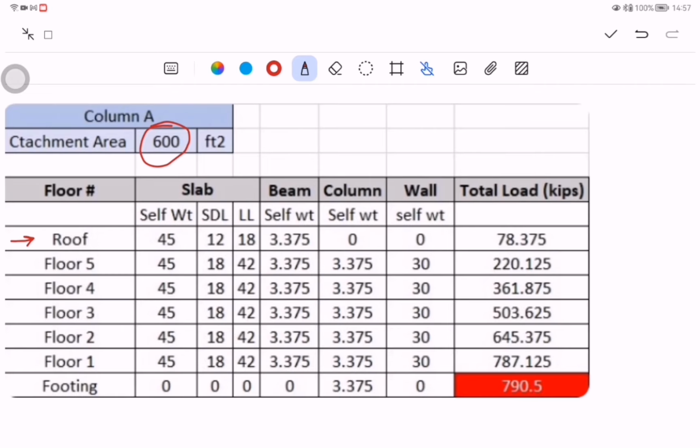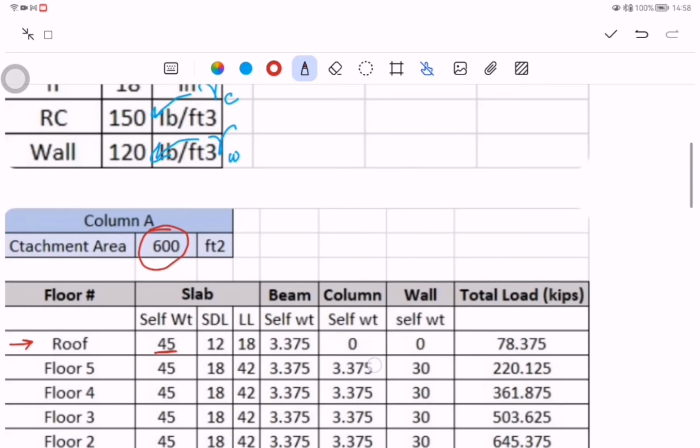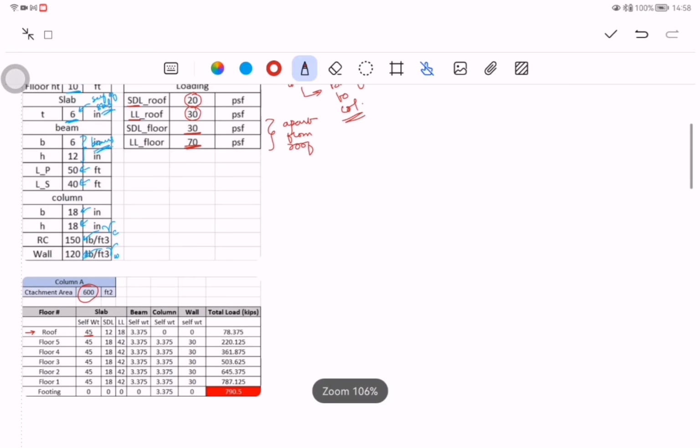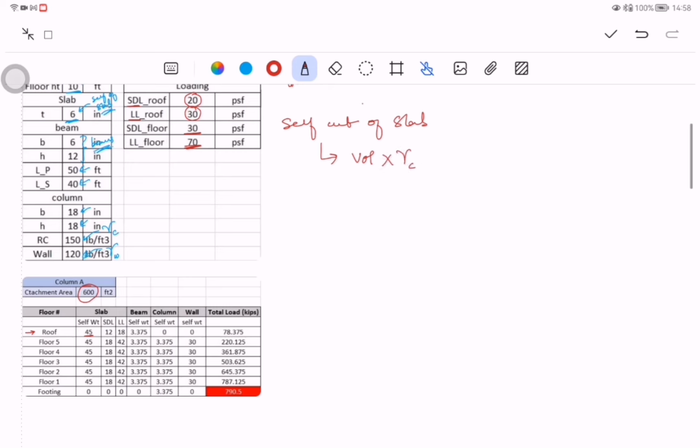So how did I get this 45? So first, if I want to calculate the self weight of the roof, if I want to calculate self weight of slab, then it's very easy. I just need to know the volume of the slab and I should multiply it with the density of concrete. So what is the volume of the slab? I have 6 inches as it is provided here.